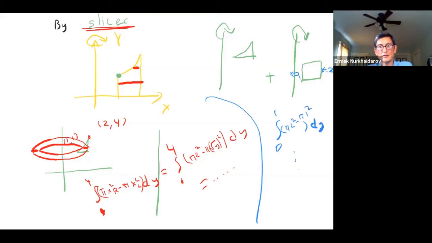So you see in this case, shells were so much easier than slices because with slices we have to end up dividing. Let me run a similar example where we'll do the same region, but this time we'll rotate around the x-axis, where slices will be easy. Okay, so let me do a similar example.